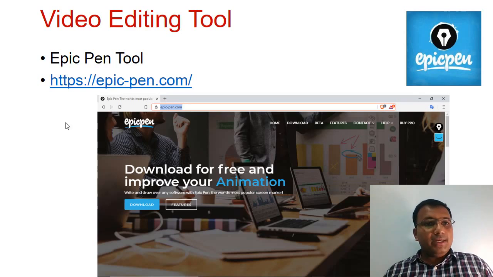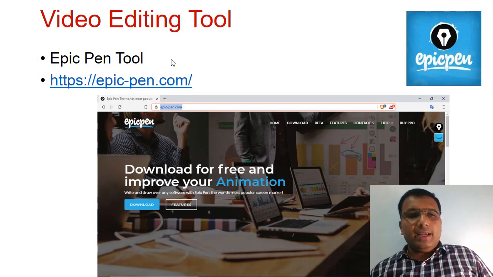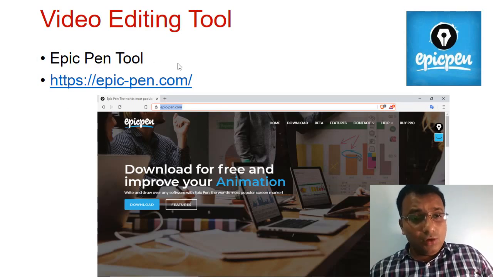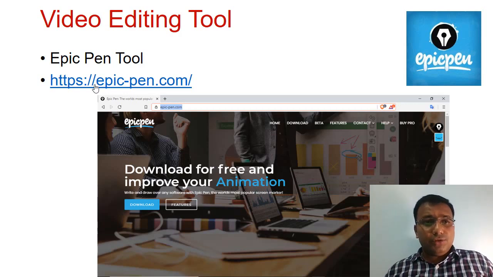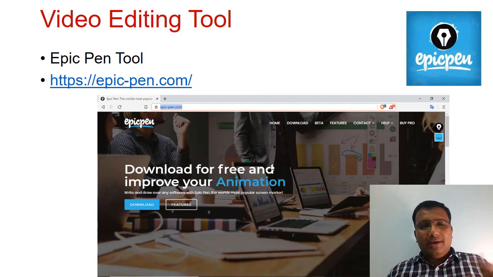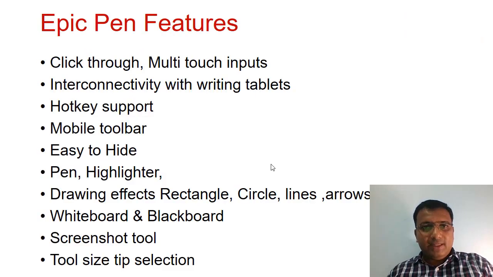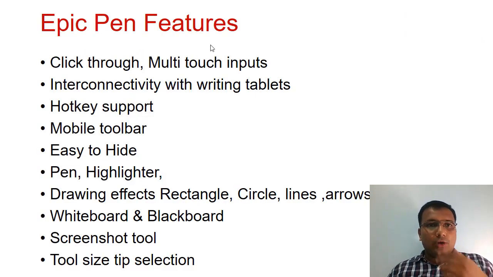Okay, the next tool is the Epic Pen tool. Again, this is a very nice tool. This tool is used to write on your screen. So you can write anything at any point on your screen, and this is a very powerful tool for writing on the screen. So I will explain the features of Epic Pen. Epic Pen features: you can have click-through or multi-touch inputs, interconnectivity with writing tablets.